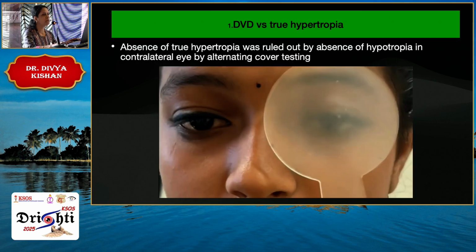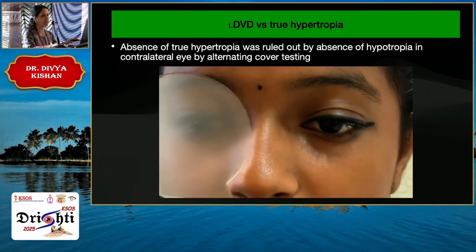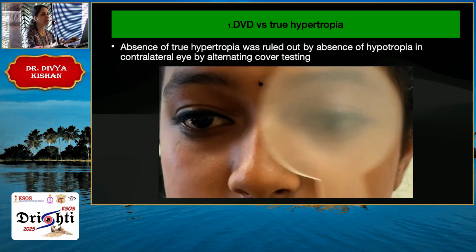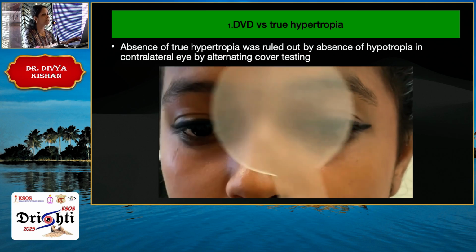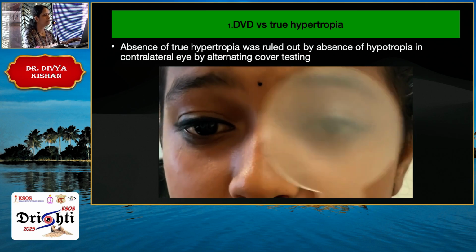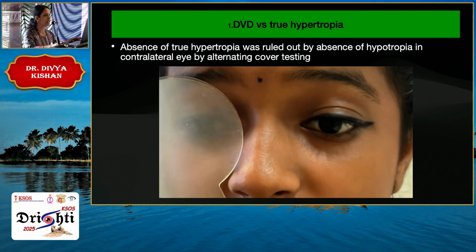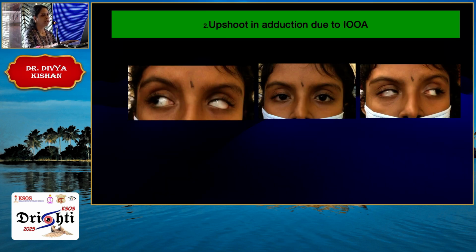But when you see a patient with dissociated vertical deviation, the left eye is moving from up to down, the right eye is also paradoxically moving from up to down because this is a case of bilateral DVD. Whereas in a true hypertropia, you expect the movement of the right eye from down to up. So with that, you can identify whether it is a true hypertropia or a dissociated vertical deviation.